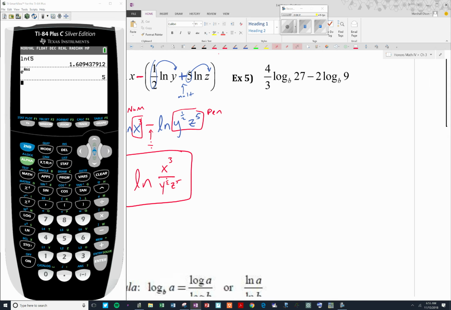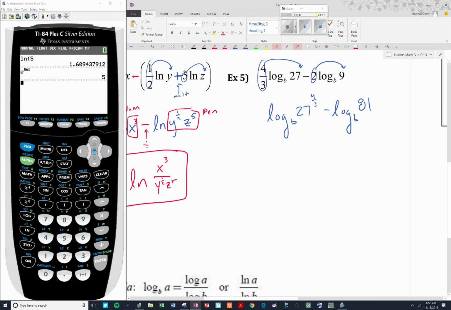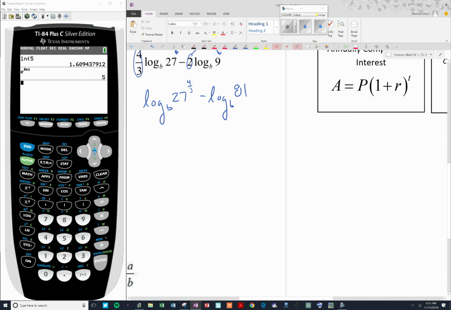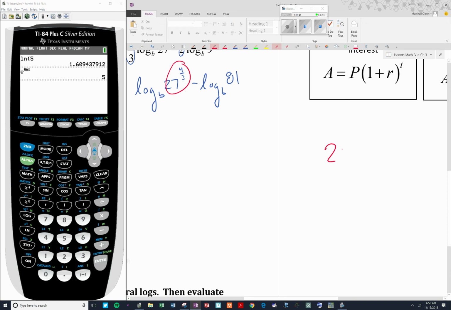Okay, last condensing problem here. I'm going to bring that 4/3 up onto the 27, going to bring that 2 up onto the 9. And as we do that, we can actually evaluate those things. So we just have some base b here. We're going to take 27 to the 4/3, and we're going to take 9 squared. So that one I know offhand, I'm going to say that's 81. And I'm going to come over here just in the margin here and remind us how we need to handle 27 to the 4/3.